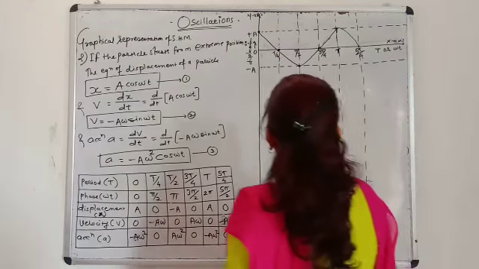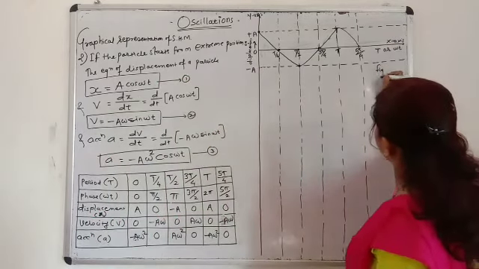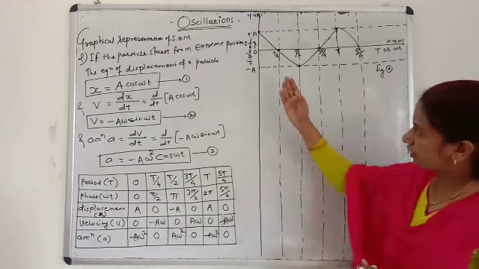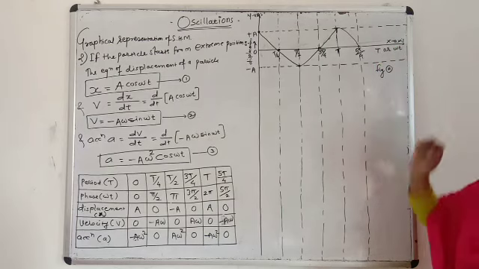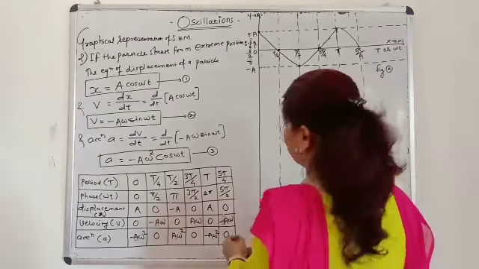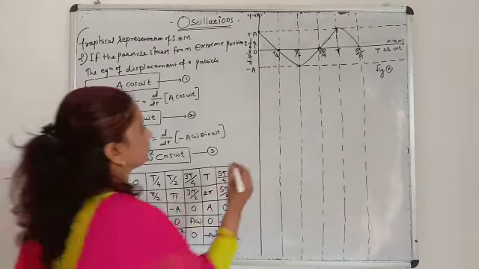Now this is the graphical representation, figure A. Figure A shows the graphical representation between displacement versus periodic time or phase. The second graphical representation is velocity versus period.